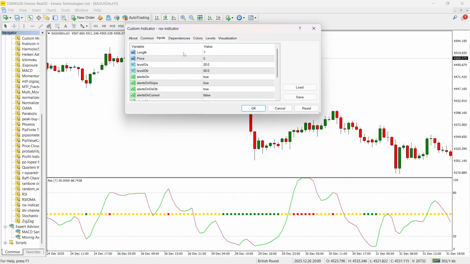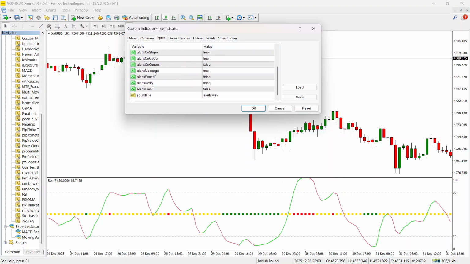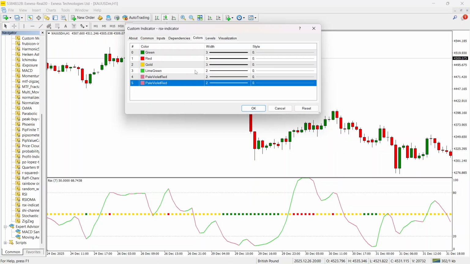You can also use color customization and alerts: sound alerts, email alerts, push notifications, and messages when set threshold levels are crossed.